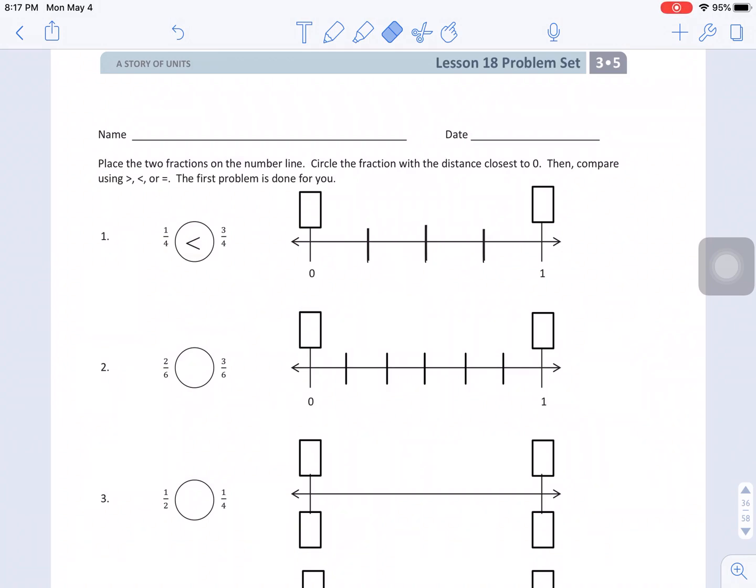Hi boys and girls, today for math we're going to be looking at lesson 18. I'm going to be showing you some problems in the problem set and then you'll be able to use that to assist you with the quiz questions below.